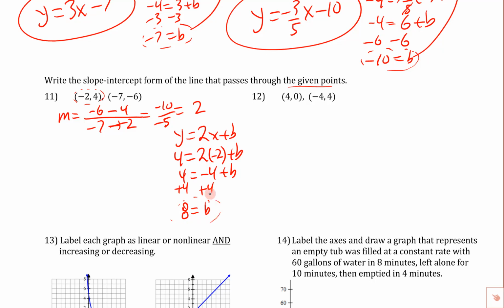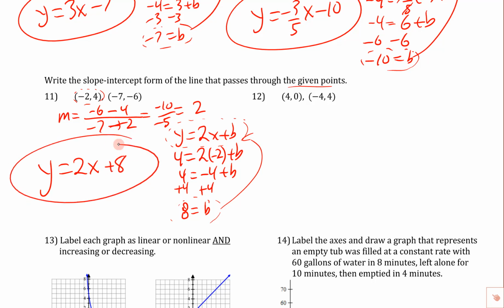Now I can take this and plug it back in right here, because I should put that dotted circle right there. So here's our answer. y equals 2x plus 8. Okay, circle that, and then same thing on this one.